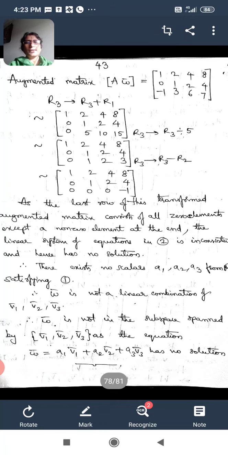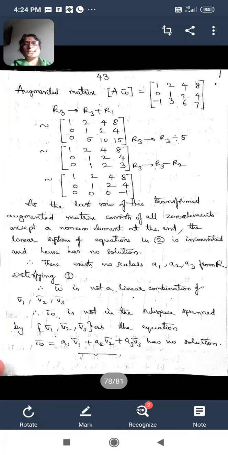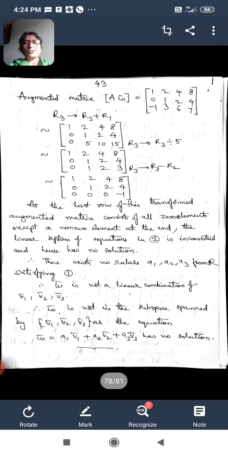This means that W bar is not a linear combination of V1, V2, V3. It cannot be in the span of V1, V2, V3, where the span of V1, V2, V3 is the set of all linear combinations of V1, V2, V3. As we are unable to write W bar as a linear combination of V1, V2, V3, it cannot be in the set span of V1, V2, V3. But span of V1, V2, V3 is a subspace of the given vector space. So that is how W bar is not in the subspace spanned by V1, V2, V3.